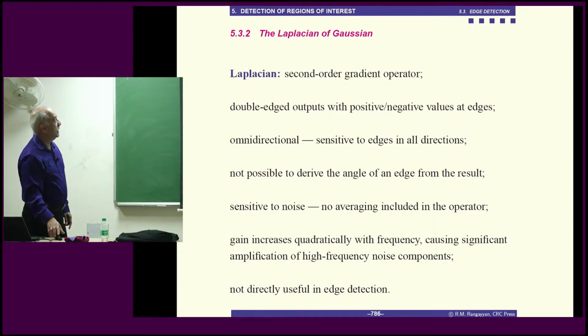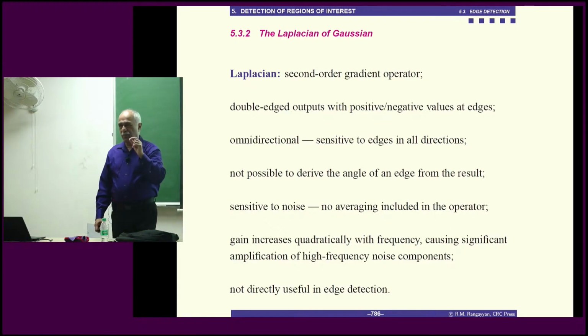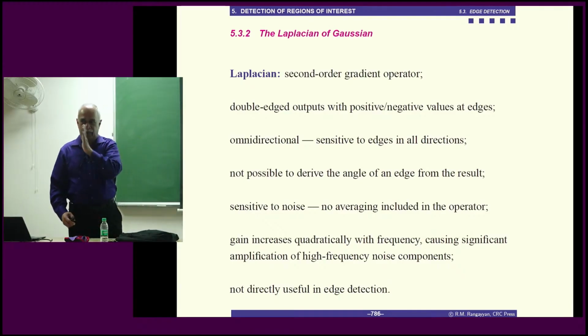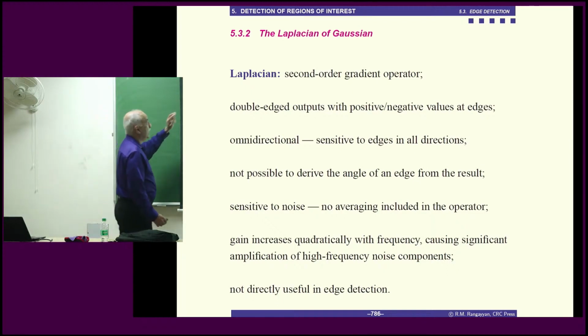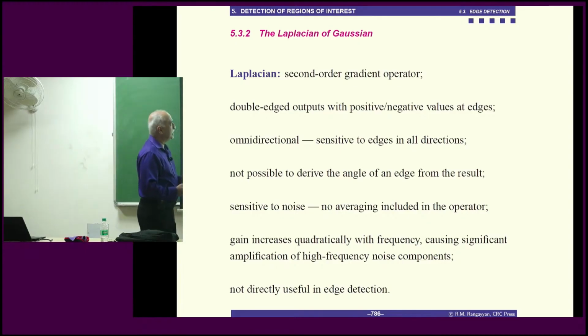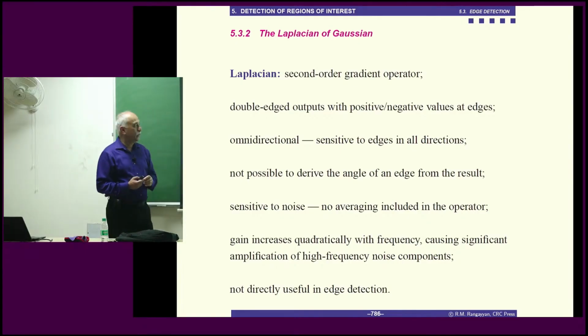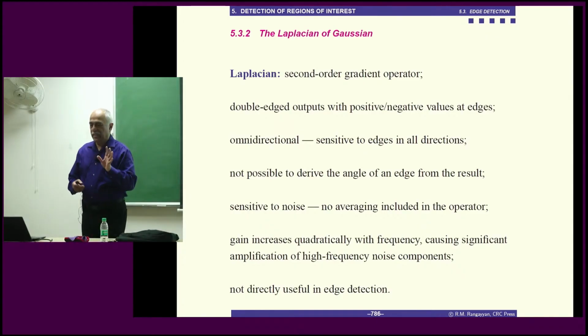The Laplacian is a second-order gradient operator, but it gives you double-edged outputs. We said that's a problem in the sense it creates some artifact, but you can use that to advantage, as you will see with the Laplacian of Gaussian. It is omnidirectional, so it detects edges at all angles. It is not possible to get the angle of an edge because you took just the square root of the square of the two components. It is sensitive to noise. There is no averaging included in the operator. And the gain increases quadratically with frequency. And you cannot use it directly in edge detection because of these issues.